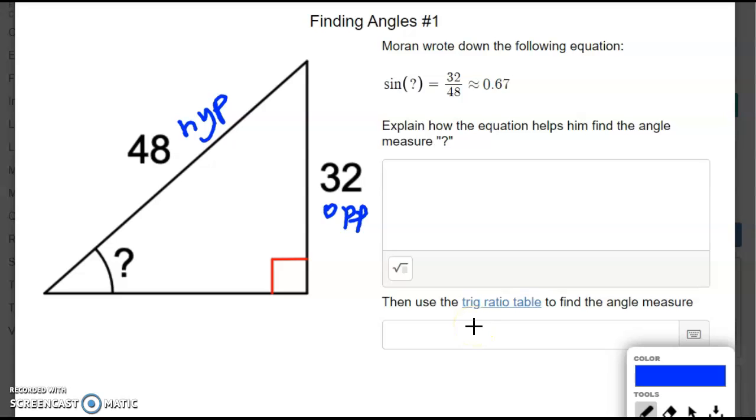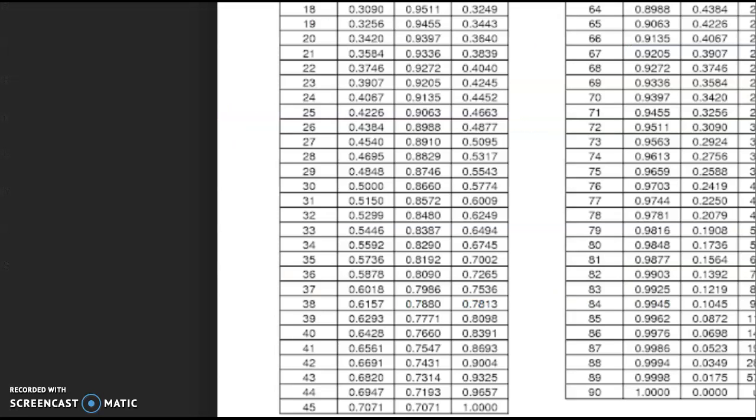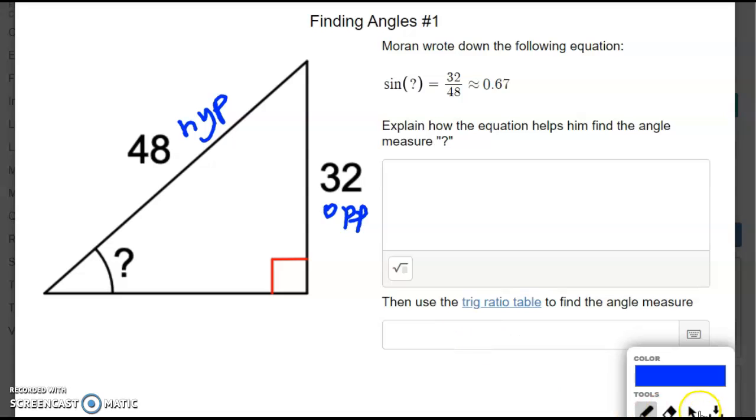And then you can use the trig ratio table. So if I click on that, I am going to get you to this. 0.67 as a sine is going to be close to 42. So I am going to enter 42 as my answer here.